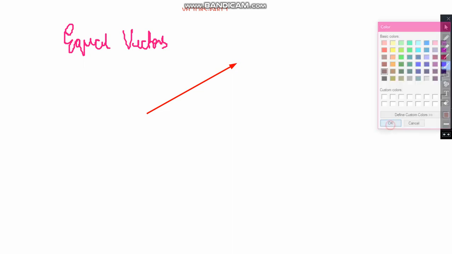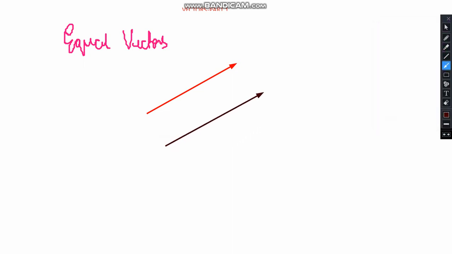There are a lot of types of vectors which we can talk about. So let's first go to equal vectors. Equal vectors are, suppose a vector is like this, vector A, and there is also another vector starting like this.